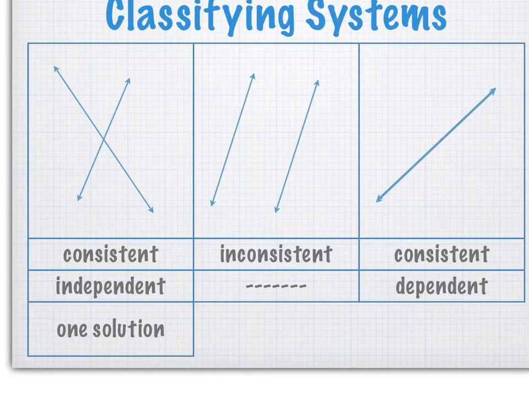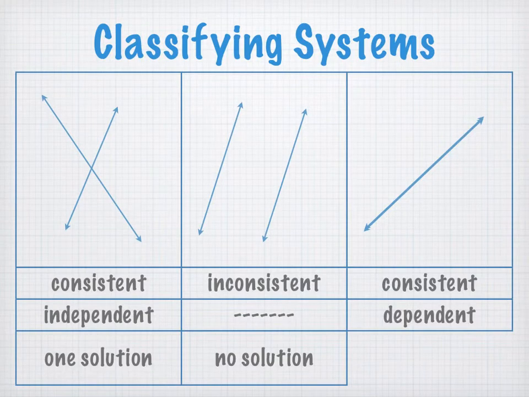If it's inconsistent, that means the lines don't cross anywhere. Okay, so that means there's no solution, because that solution would be the place where the two lines cross. Okay, so we would say no solution.